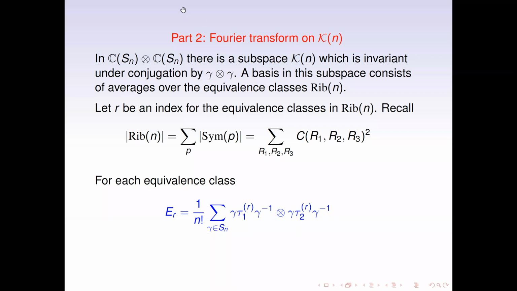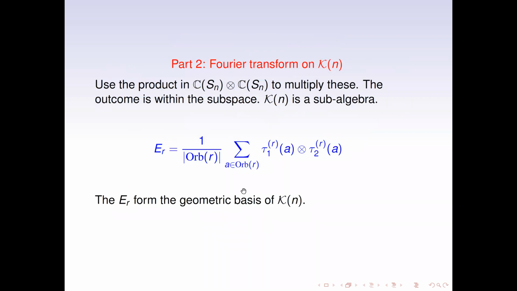So to summarize, we had a subalgebra K of n inside C of Sn tensor C of Sn, which is invariant under diagonal conjugation by gamma. And one basis in this algebra was given by these sums over permutations. Basically, you take some equivalence class under this conjugation, and you pick a pair of elements there, and then you average, and then you can also write it as a sum over all the different elements in that orbit for that particular pair of permutations.